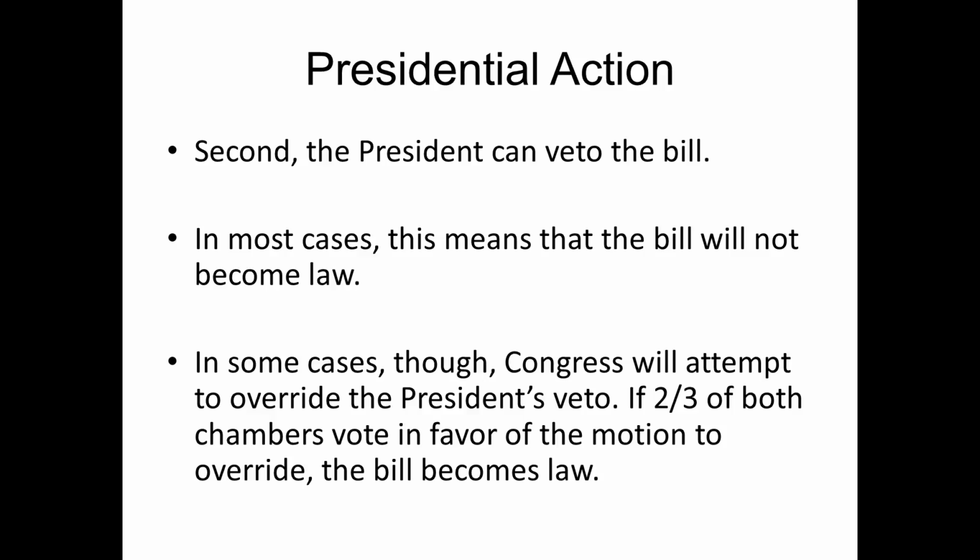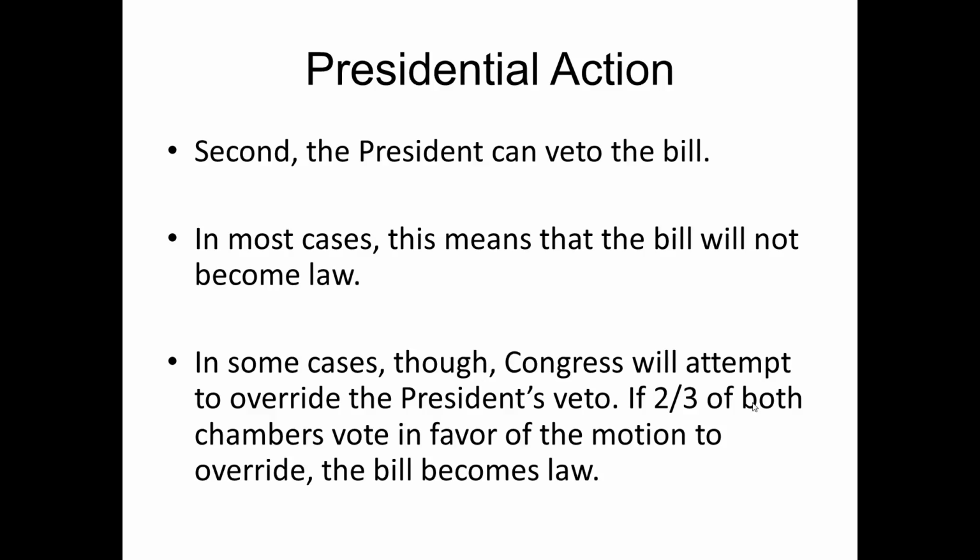In rarer cases, when Congress puts out a bill that the president doesn't agree with, he has the option to veto it. So this is one of the checks that the president has on Congress. If for whatever reason they pass through a bill that he doesn't think is in line with the Constitution, or he doesn't like the policy substance, he can veto it. And more often than not, this will mean that the bill does not become law. It ceases at that point.